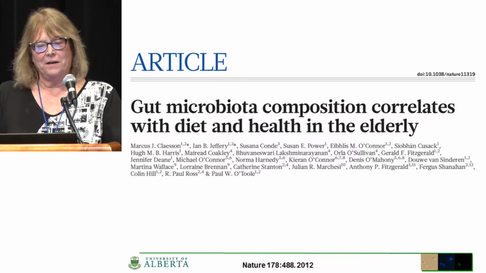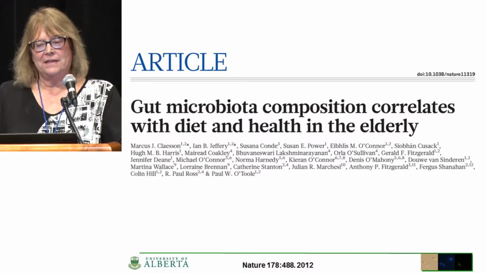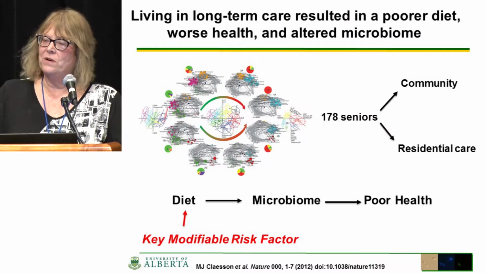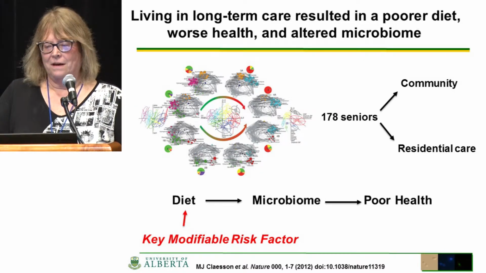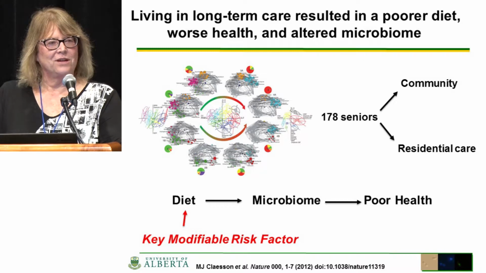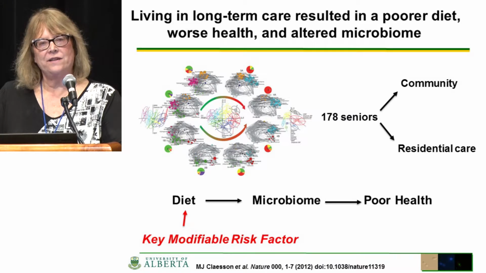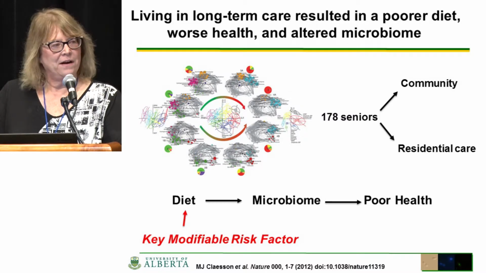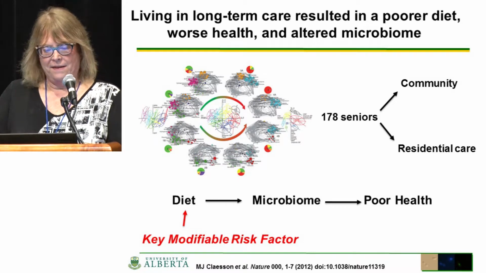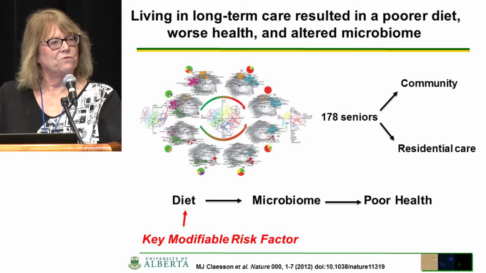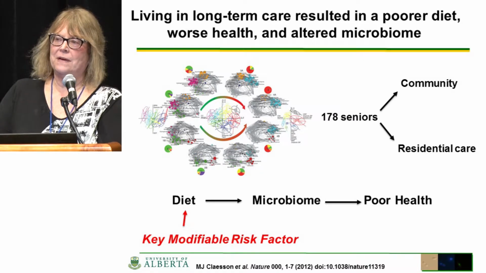This study, gut microbiota composition correlates with diet and health in the elderly, looked at 178 seniors, both living in the community and in residential care, and followed them as they went into residential care. I think we know the diet in residential homes is not that great. They found that when they went into residential care, their diet changed dramatically, their microbiome changed dramatically, and their health changed dramatically. This is really a key modifiable risk factor in the elderly to help maintain a healthy microbiome and gut permeability.